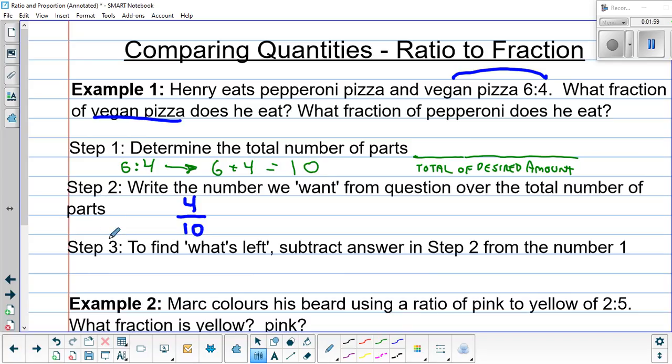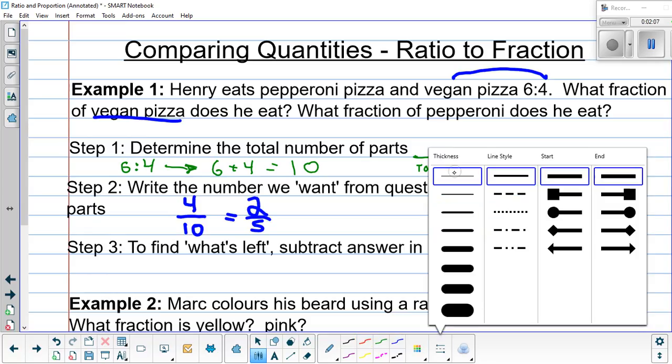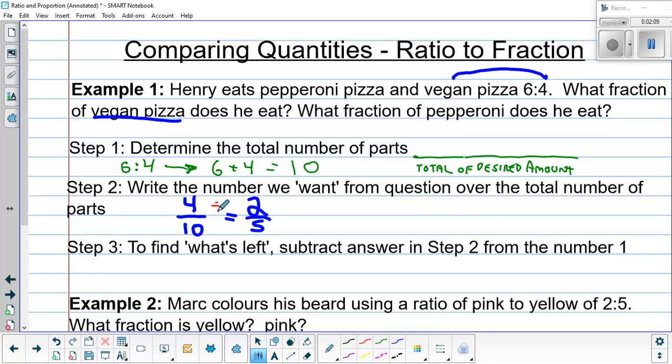Then, one thing we can always do with fractions, though, is simplify, because we know we can divide both the top and bottom by 2 and simplify our fractions, right?